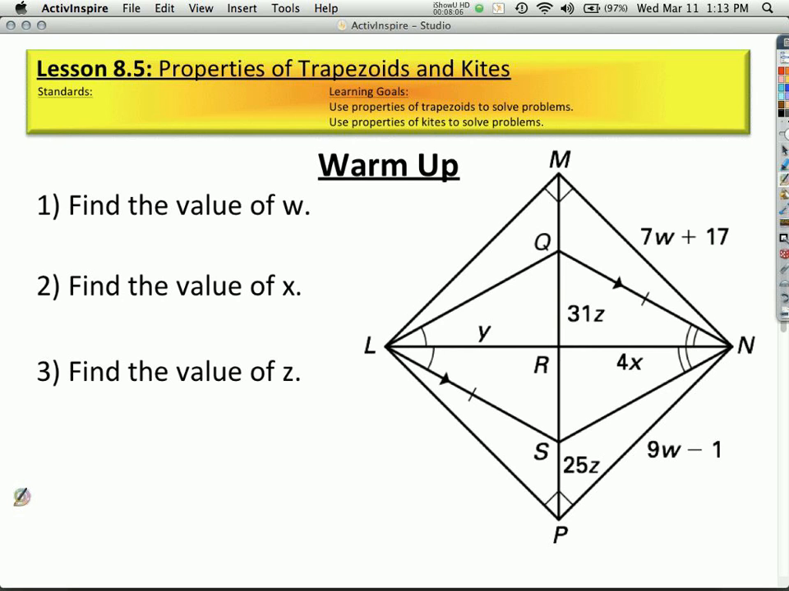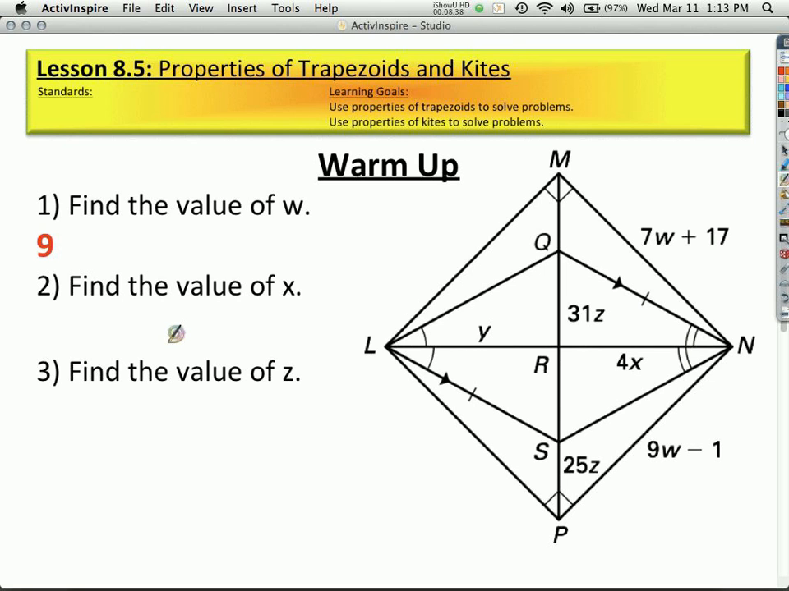Number 1, find the value of W. I've got students 10, 11, 9, and 14. Student number 10. Student 11. Student number 9. Student number 14. 9. So all of you agree that it was 9. All right, number 2, what is the value of X?